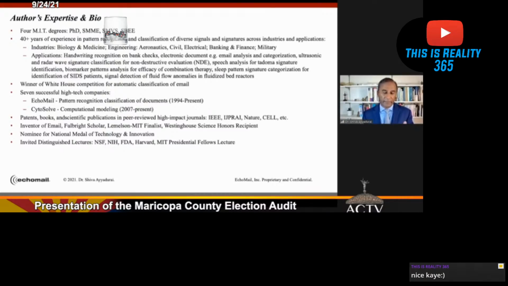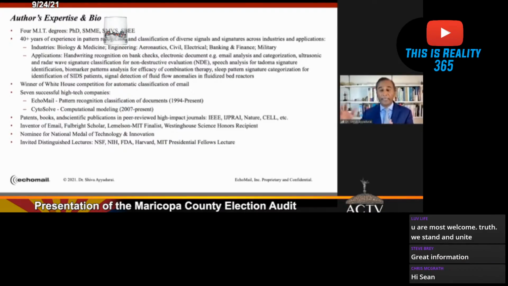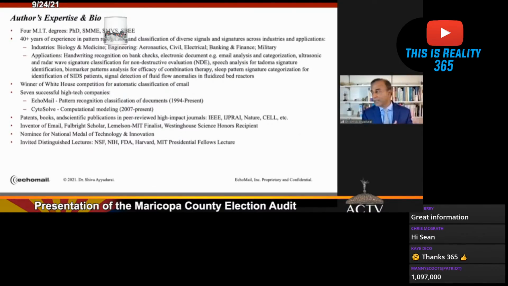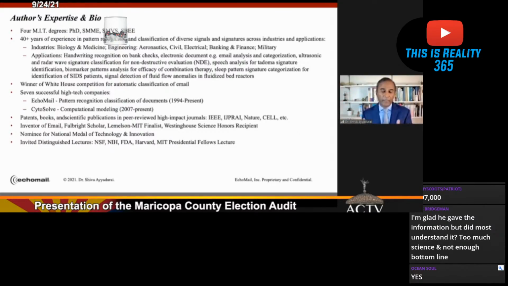Across a range of areas: handwriting recognition on bank checks, email analysis. In fact, as a graduate student, I was the only graduate student asked to participate. I won the White House competition for automatically categorizing the White House's email. This is 1993, when email was becoming a consumer application, prior to when it was a business application, of the email that I created back in 1978. In 1993 was when email actually became a consumer application. The Clinton White House was getting tons of email. They wanted to automatically analyze it.